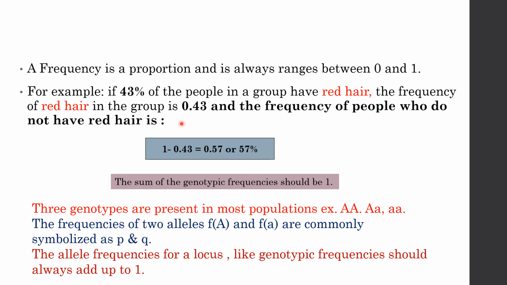The three genotypes that are present in most populations are capital A capital A, that is homozygous dominant, capital A small a, that is heterozygous dominant, and small a small a, that is homozygous recessive. Now the frequencies of the two alleles, A and small a, are commonly symbolized as p and q. The allele frequencies for a locus, like genotypic frequencies, should always add up to 1.